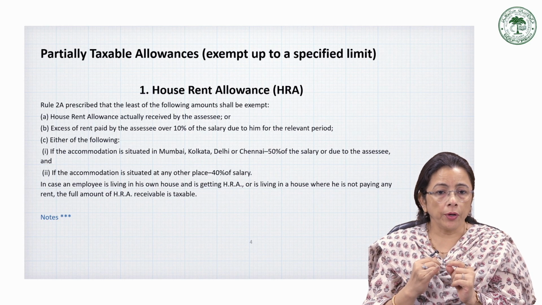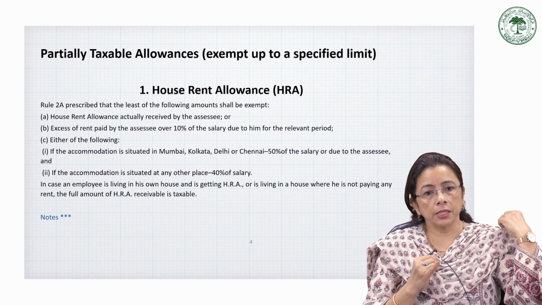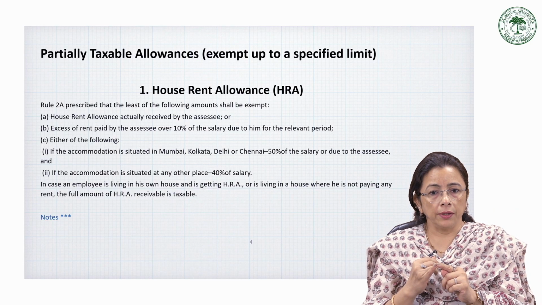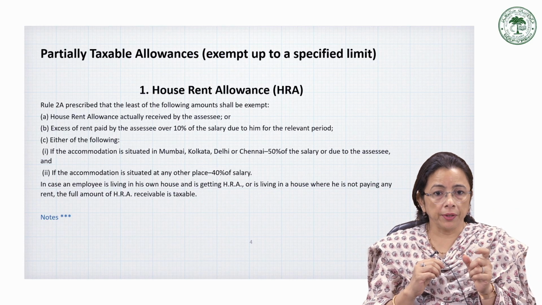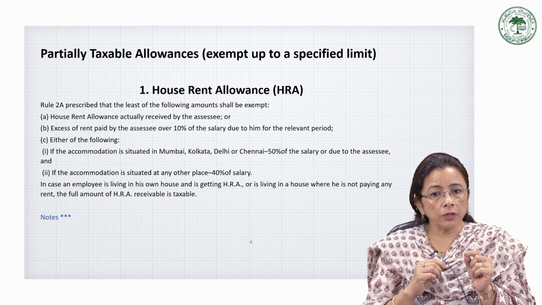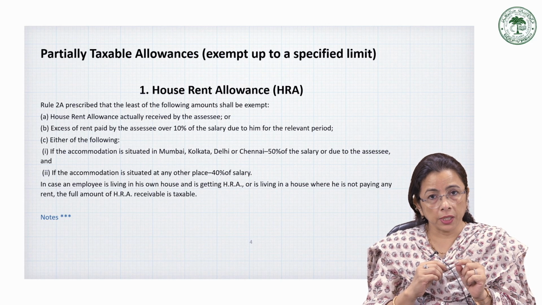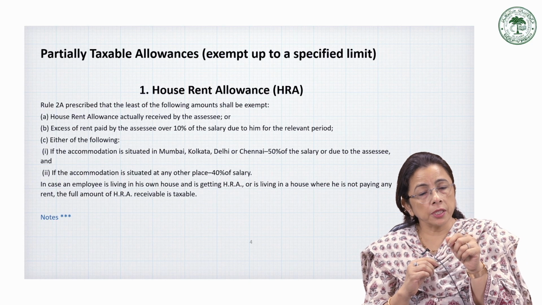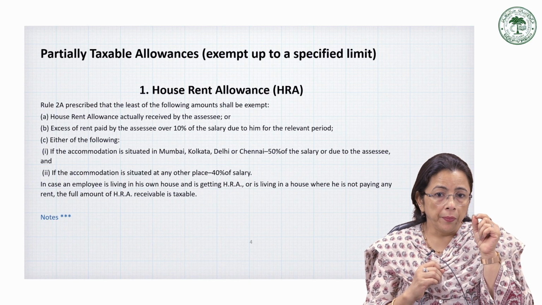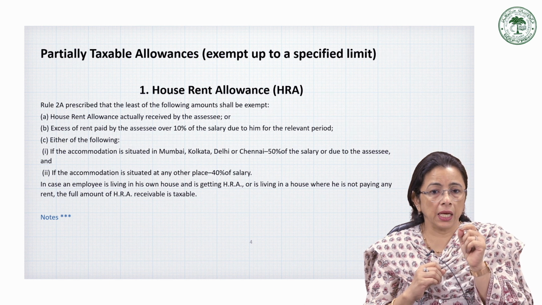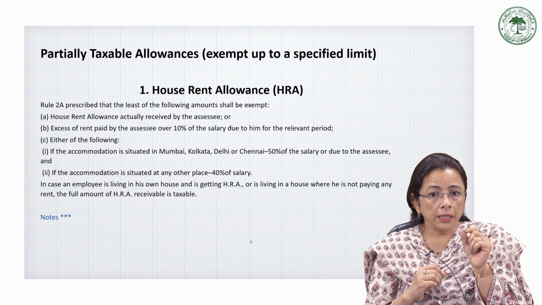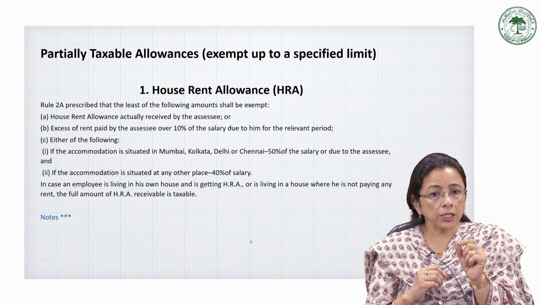Then the second point is rent paid minus 10% of the salary for that relevant period. And the third point to be considered is 50% of the salary or 40% of the salary. Now, in what situations is it 50%? 50% if the employee resides in a metropolitan city, that is Mumbai, Delhi, Kolkata and Chennai.